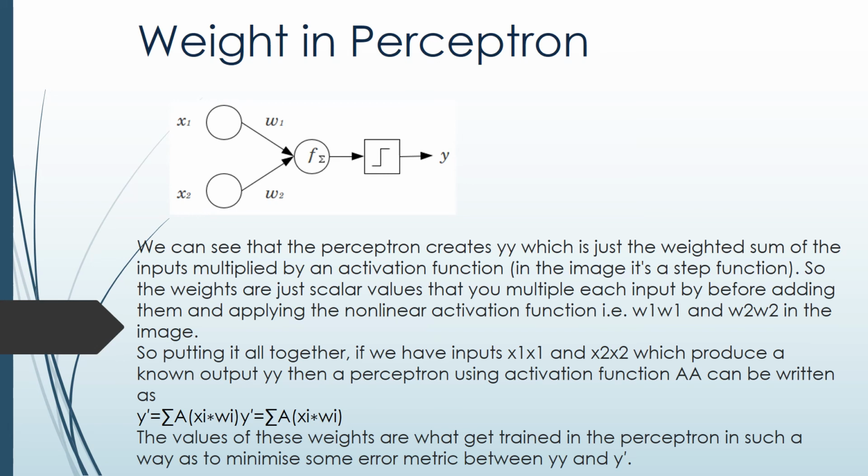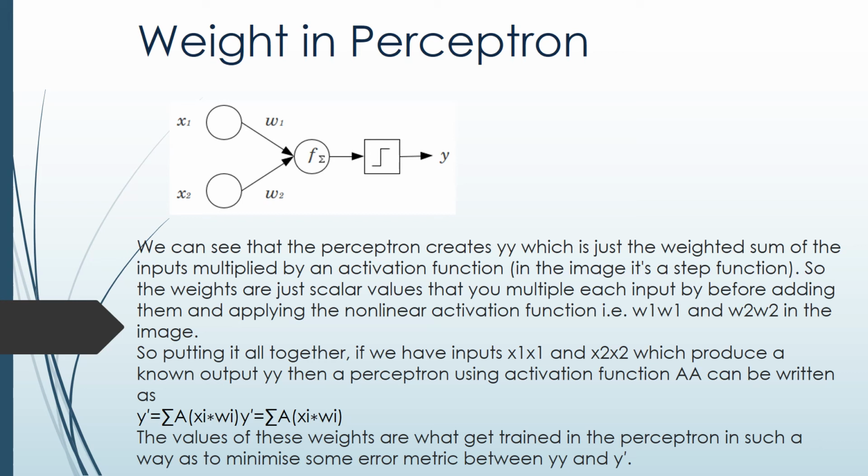Weights in perceptron. Here we see the weights which are used in the perceptron. We can see that the perceptron creates y, which is just the weighted sum of the inputs passed through an activation function in the image. It's a step function. So the weights are just scalar values that you multiply each input by before adding them and applying the nonlinear activation function, that is w1 and w2 in the image given above.